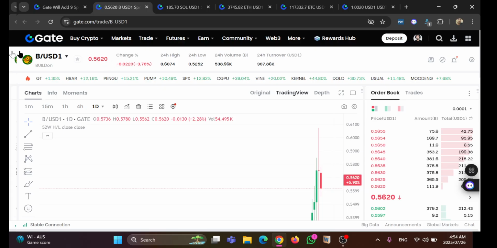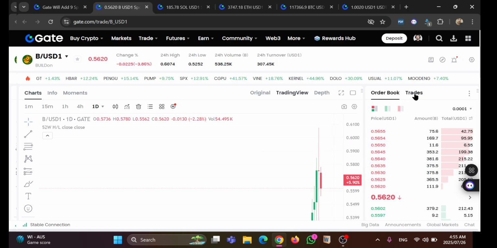The market price of B has dropped down in the last 24 hours. Its market price has decreased by 0.022 USD1. It is 3.78%. In 24 hours, the highest market price of B was 0.607 USD1, and in the last 24 hours, the lowest market price of B was 0.5252 USD1. In the last 24 hours, 538.96 thousand B has been traded, and 307.45 thousand USD1 has been traded on this B.